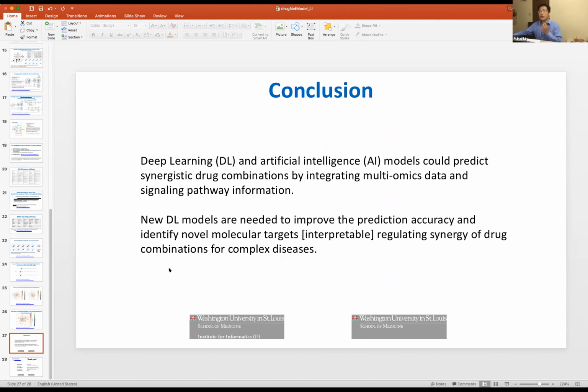So the conclusion is that deep learning and AI models can predict synergistic drug combinations by integrating multi-omics data, right? Because one gene can easily integrate multi-omics data and also signaling pathway information to learn the key targets that interact with each other to regulate drug combination effects. We still see a lot of challenges in identifying the really complex signaling pathway interactions on top of very simple signaling pathways. We want to see whether the model can learn that target A on pathway A causes the activation of target B on pathway B, and then we use the drug combination to inhibit both targets to get a better drug combination response or synergistic effect. This is what we want to do, using AI to automatically learn these mechanisms. But it's still quite hard.